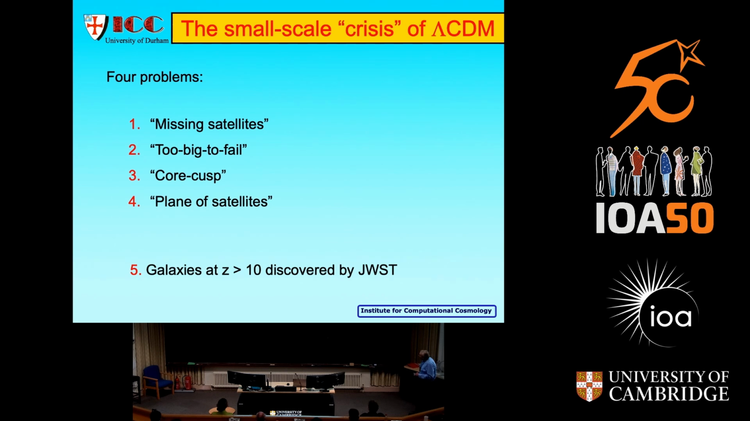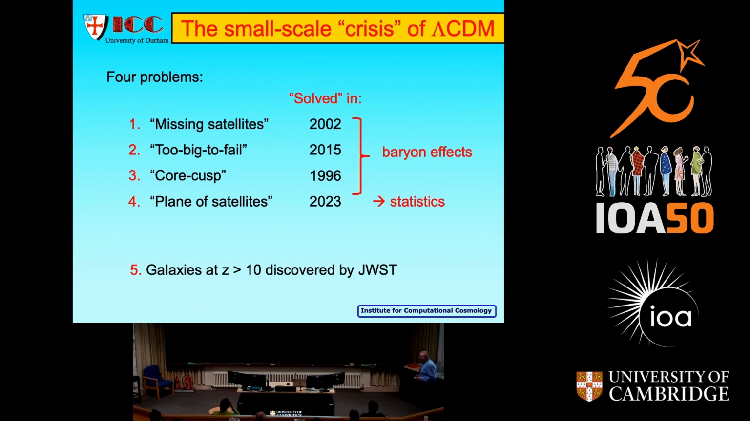I do want to talk about this, but these four problems, many of them were solved before they became a problem. For example, the missing satellite problem was solved in 2002, and it only became a problem 10 years later, and so on. So the answer here is that these problems are solved by baryon effects, and this plane of satellites is just a question of being able to do statistics properly. I'm very happy to give you any details you want. I have reams of slides on this, but I don't think we should worry about them anymore. But let's worry instead about these galaxies discovered by JWST at large redshift, which I think is very exciting.